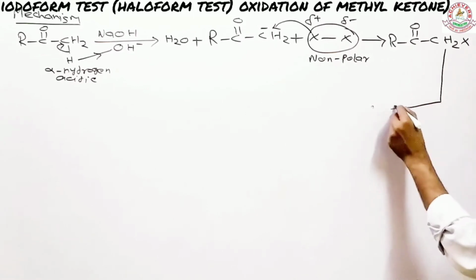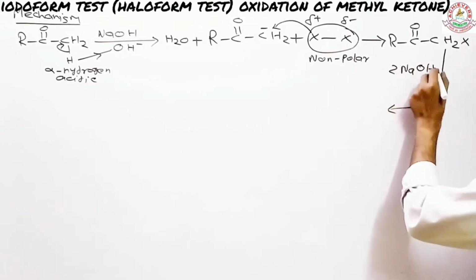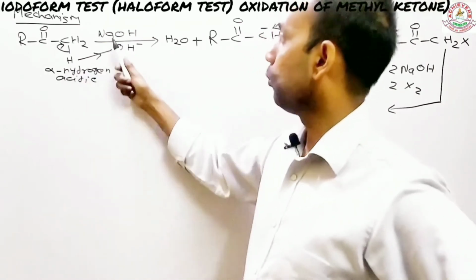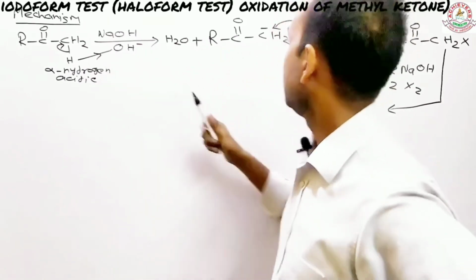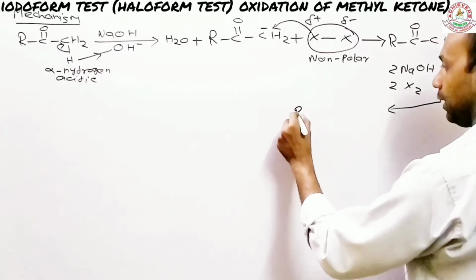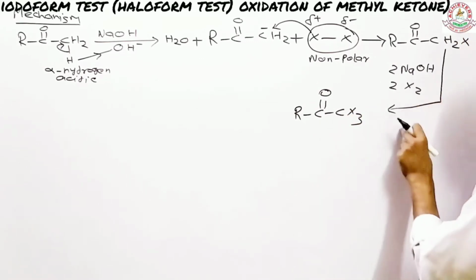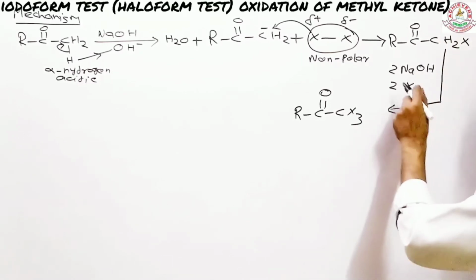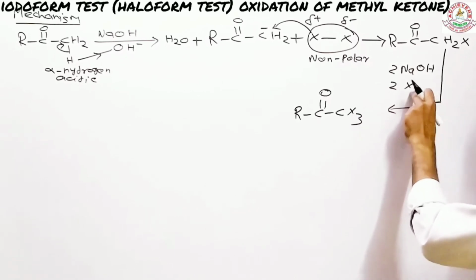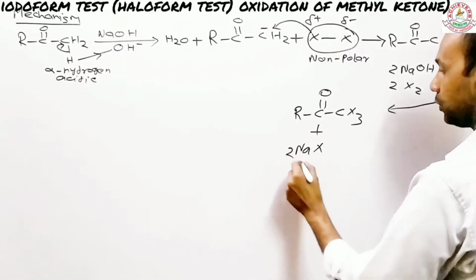Now let's make this process go ahead. In the next step, you have to use 2 moles of NaOH and 2 moles of halogen. Why? Because like we saw, in order to remove one hydrogen we needed one NaOH and one halogen. Therefore, in order to remove 2 hydrogens, we need 2 NaOH and 2 halogen molecules, and therefore we will be able to form R, C double bond O, and CX3 here. Now, that's very important. If you see the halogen molecules here, only one of the halogen atoms is utilized. So what happened to the remaining halogen? Those remaining halogens combine with Na to form NaX. So you form 2 NaX over there, right?